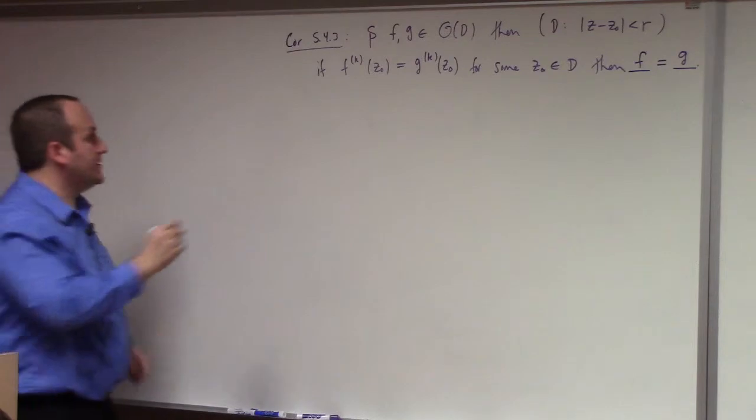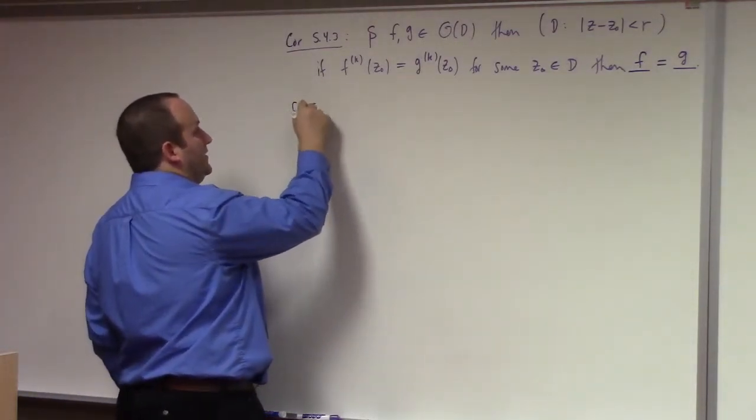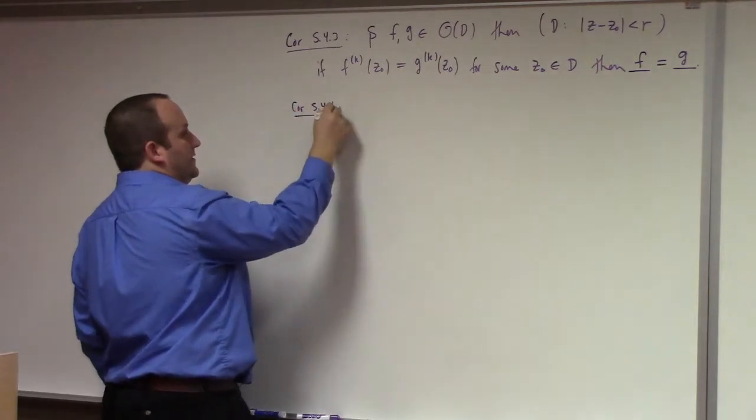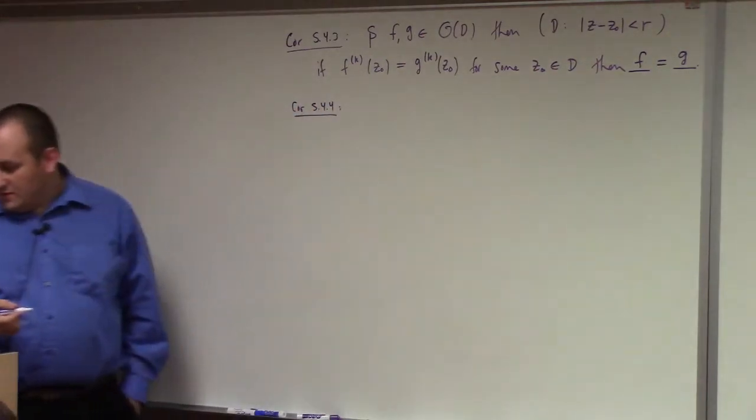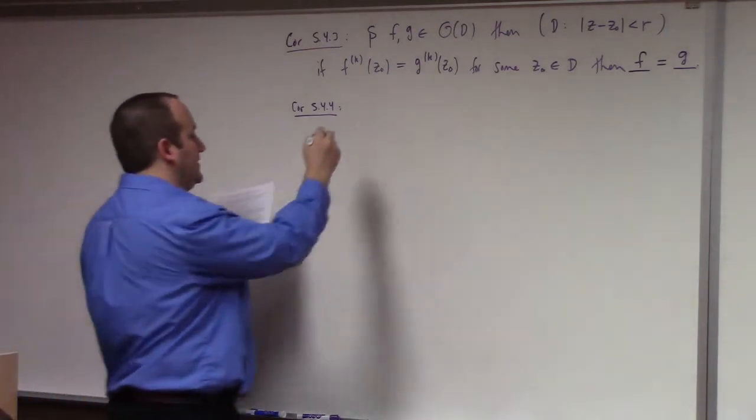Then the next corollary, and I'm actually going to use that corollary, 5.4.3, for some of the examples that follow here today. But the takeaway message from all of this is really contained in corollary 5.4.4, which simply says this: that if f is analytic at z naught, what do we mean by analytic at z naught?